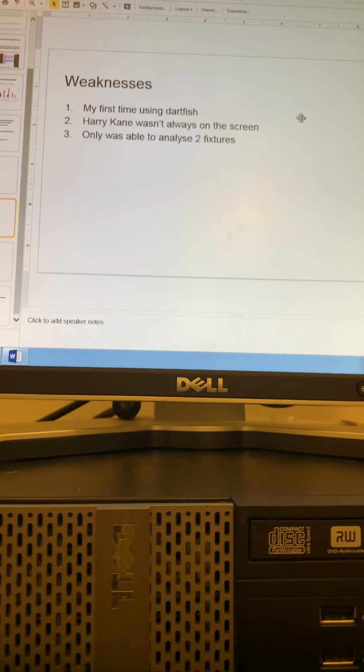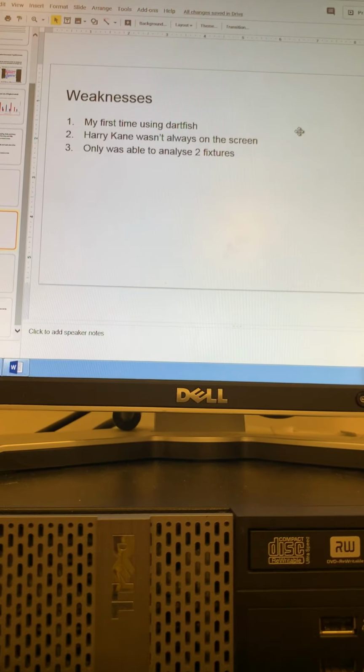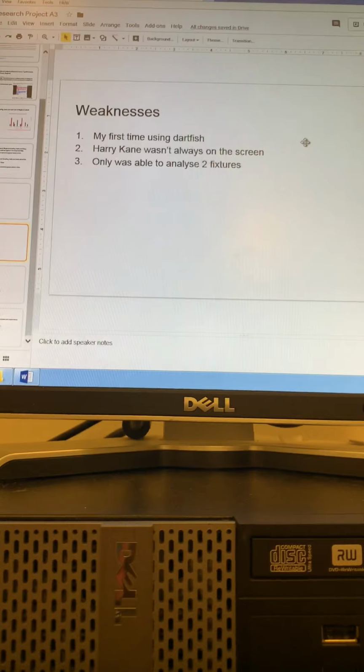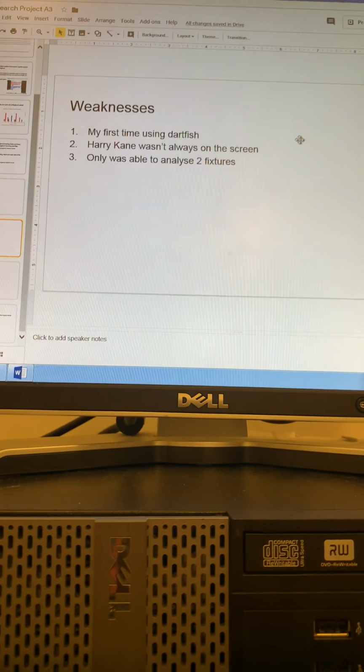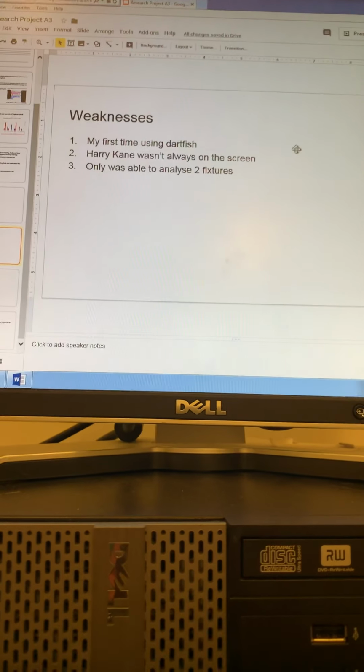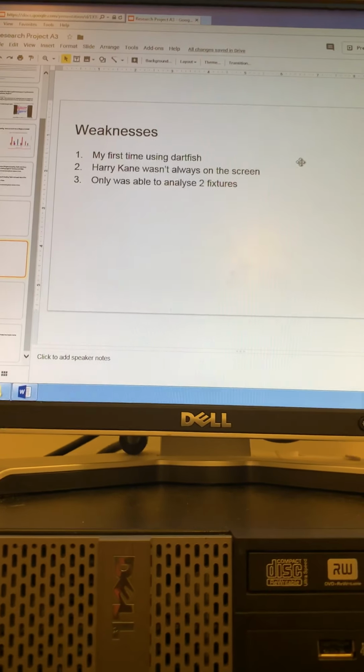At the start I missed things, like a couple of fouls, because I couldn't use the button correctly. But luckily, because I did have enough time, I came back and watched it a second time and then corrected these in the second time watching the matches.